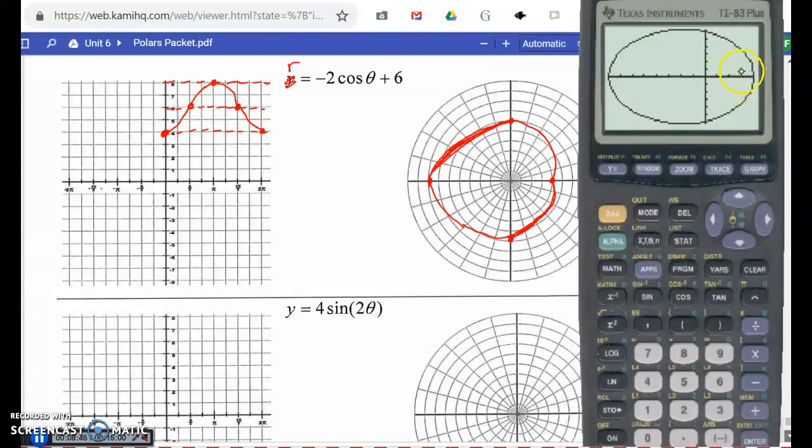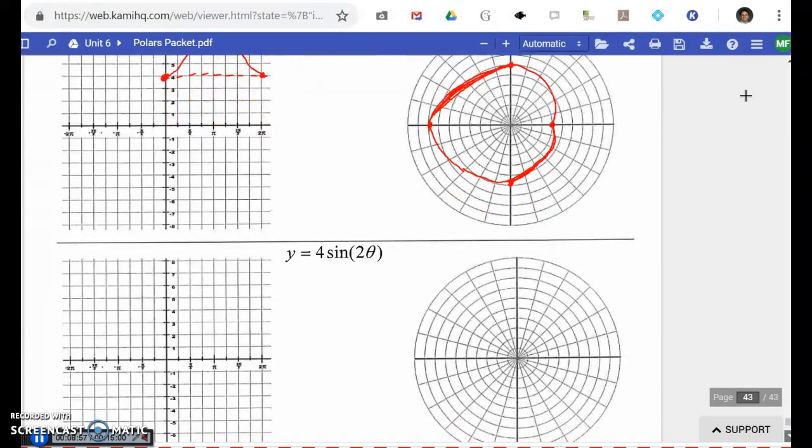There is a way that's very complicated to know if the graph is going to be dimpled or not, but we're not going to cover that. So don't worry too much about that. But this is just a regular old limacon. All right, one more graph to look at.